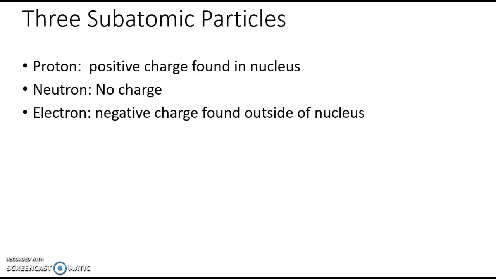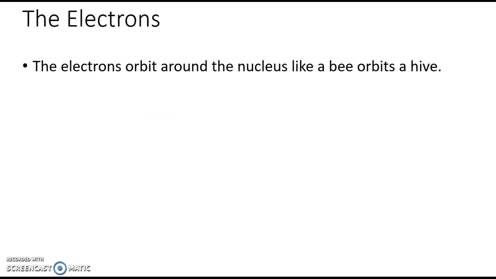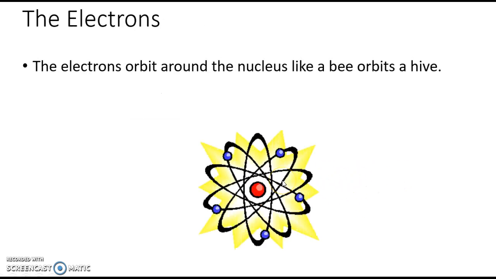One more time, protons. Protons are positive, and they're found in the nucleus. And I remember they're positive because proton starts with a P. Neutrons have no charge, they're neutral, and these are also found in the nucleus. And then you have electrons, which have a negative charge, and they're found outside of the nucleus. The electrons orbit around the nucleus like a bee orbits a hive.